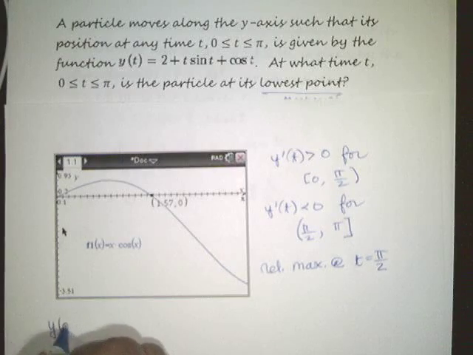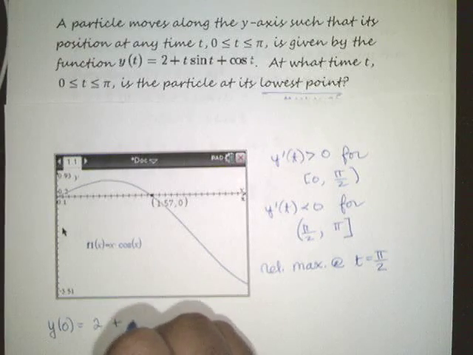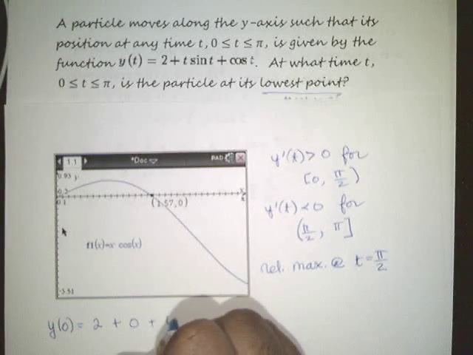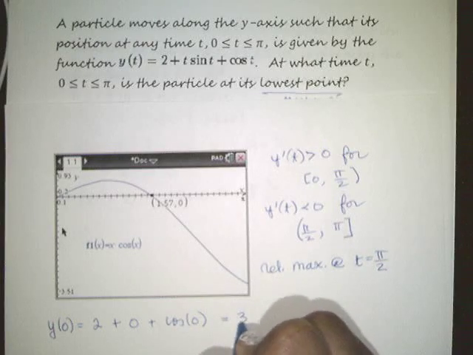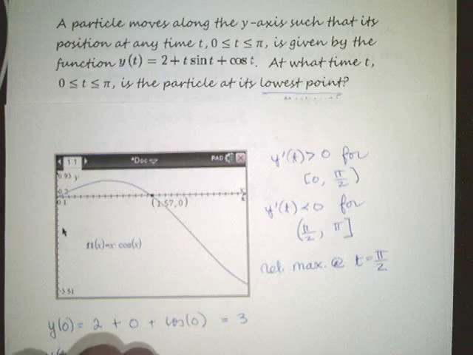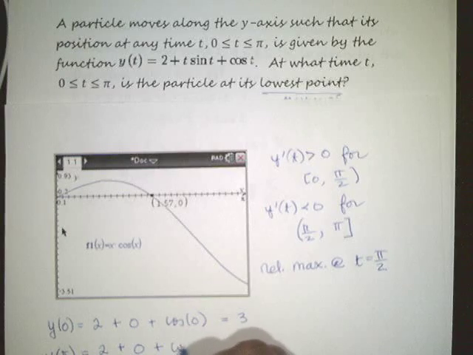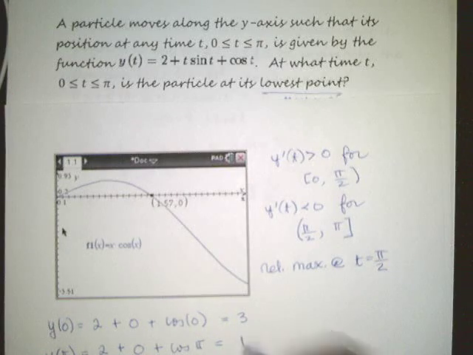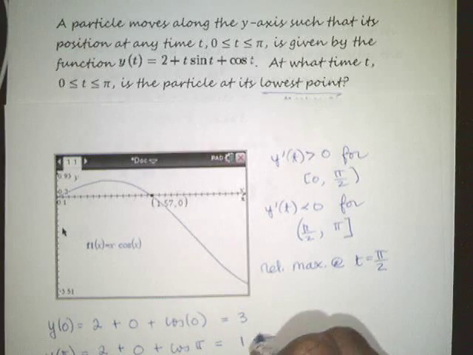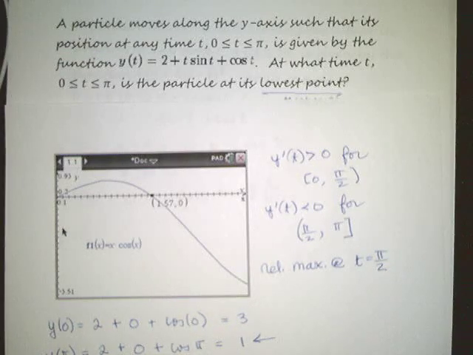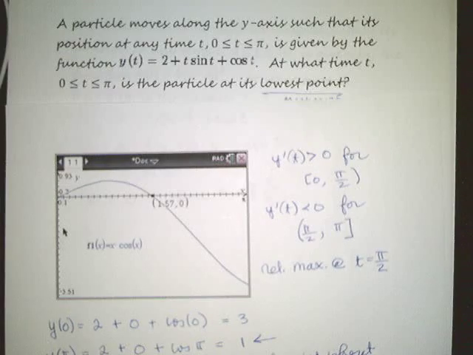So checking the endpoints, y of 0 is equal to 2 plus 0, because t is 0, plus the cosine of 0, which is 1, so y of 0 is equal to 3. And y of pi is going to be equal to 2 plus pi times the sine of pi. Well, the sine of pi is 0, so that's 0, plus the cosine of pi, which is negative 1. So this is going to be equal to 2 plus negative 1, which is 1. And therefore, the particle is at its lowest point when t is equal to pi.